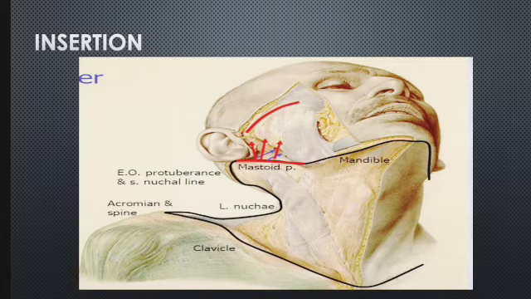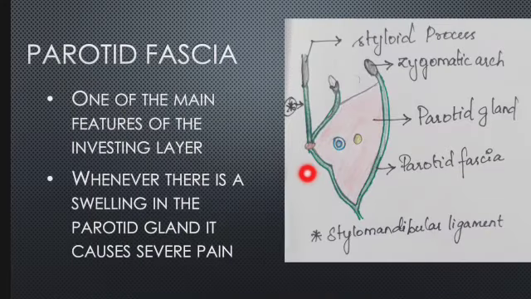A superior insertion provides a covering for the two different major salivary glands, the parotid gland and the submandibular gland. Now we are going to see about the parotid fascia. Between the angle of the mandible and the mastoid process, the fascia splits to enclose the parotid gland.